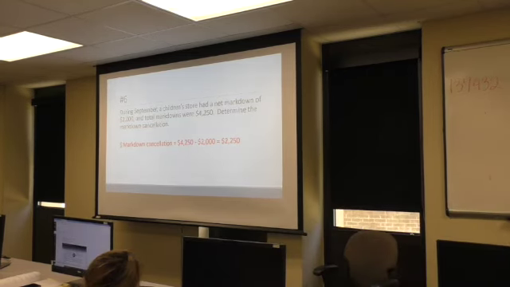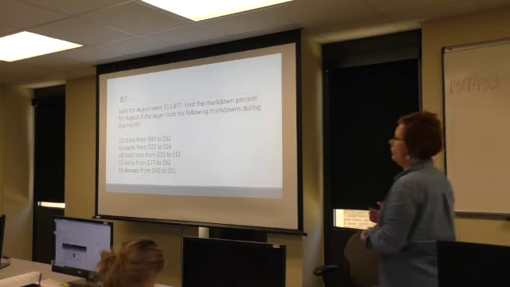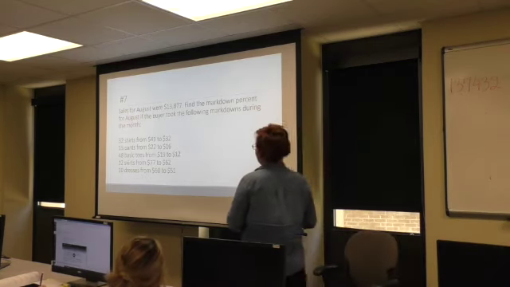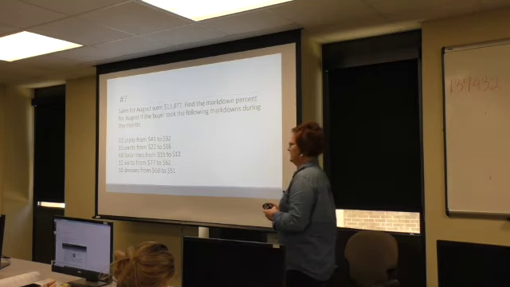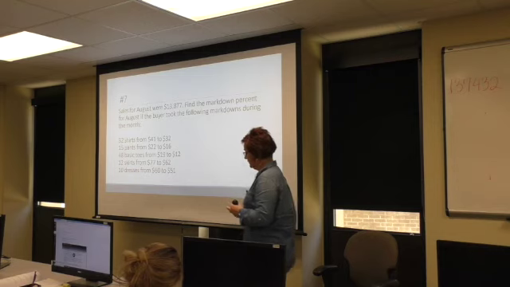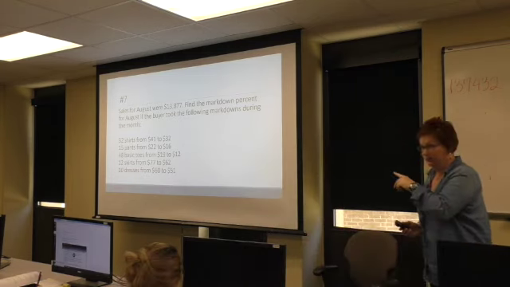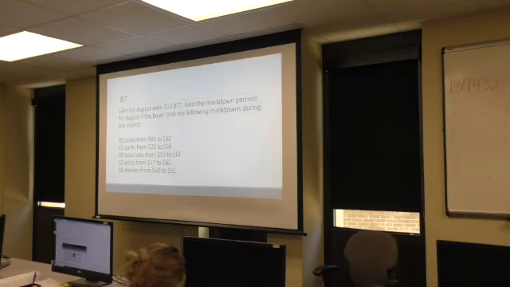All right. Next problem. Sales for August were $13,877. Find the markdown percent for August if the buyer took the following markdowns during the month. We have 32 shirts that were marked down from $41 to $32, 15 pants from $22 to $16, 48 t-shirts from $19 to $12, 12 skirts from $77 to $62, and 10 dresses from $60 to $51. Work this problem and calculate what the markdown percent is going to be.